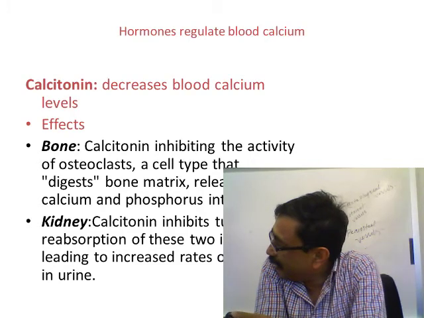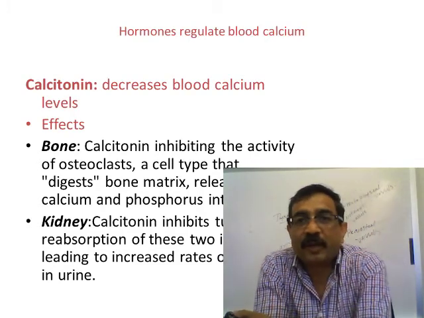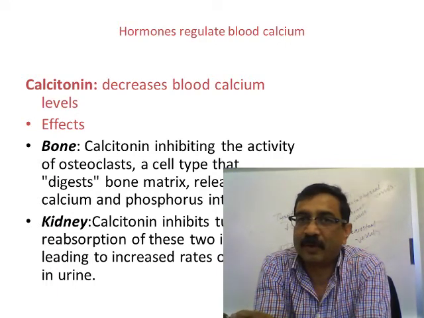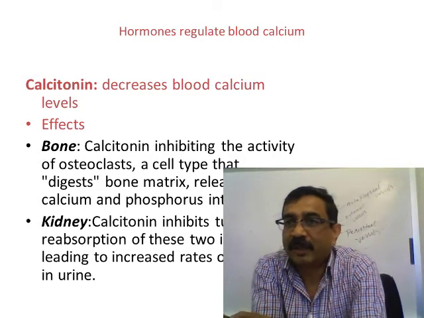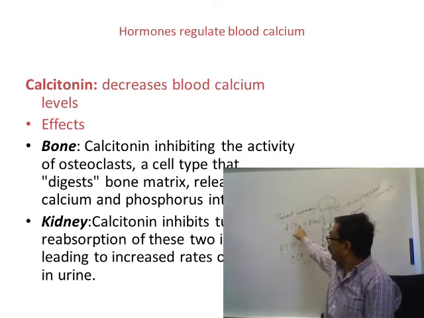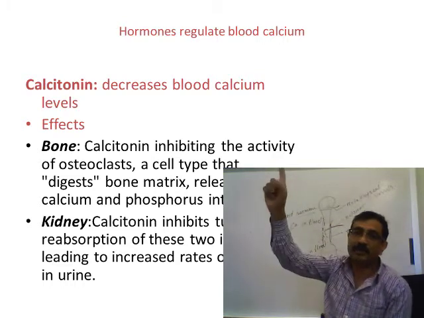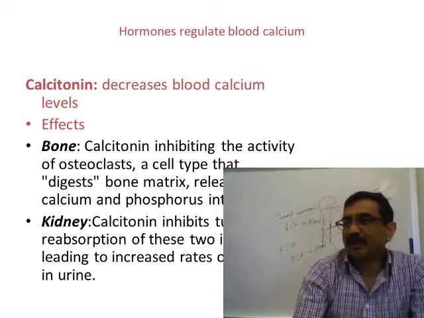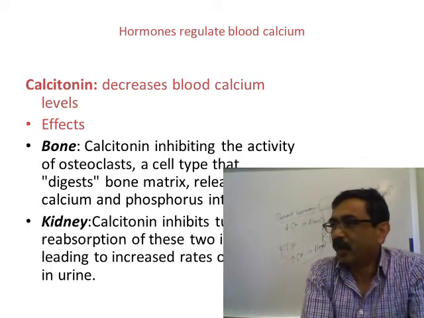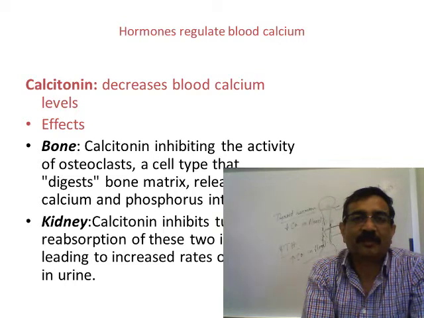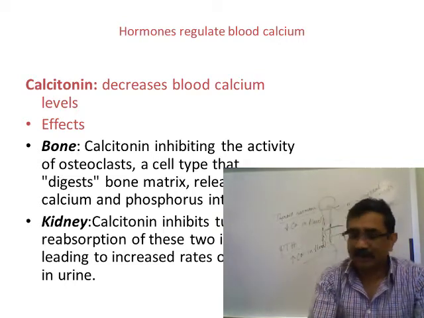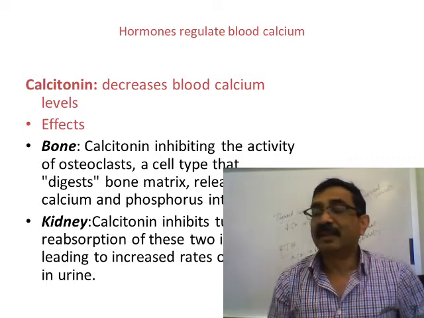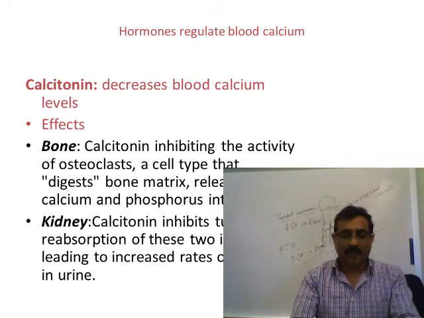Just know the name of the thyroid hormone. The thyroid hormone that lowers the calcium, I mentioned here, decreases the calcium in the blood. The name of that thyroid hormone is calcitonin. So calcitonin is the thyroid hormone that lowers the calcium. Quickly, just know that calcitonin works on the bones and kidneys to lower the calcium.